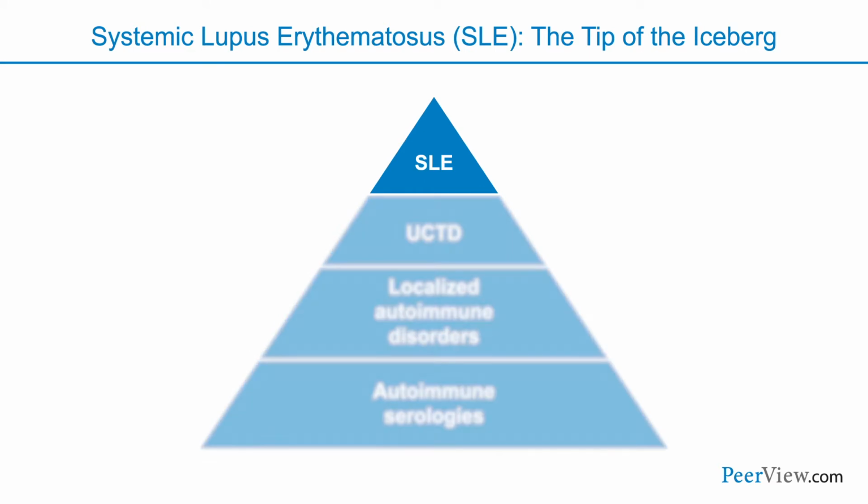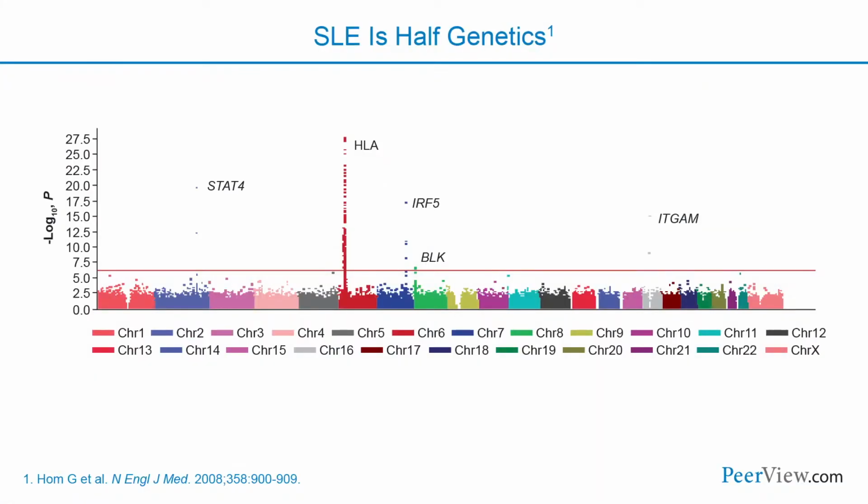I put lupus at the top of the pyramid, but of course you could put rheumatoid arthritis, scleroderma, myositis. I think you'll be very surprised to learn that autoimmune diseases have a very strong genetic component. This is certainly true in lupus, where in terms of causality, it's 50% genetics. Here you see an example of a genome-wide association study, or GWAS, identifying the most important genes that contribute to lupus. There are over 80 that have been identified.